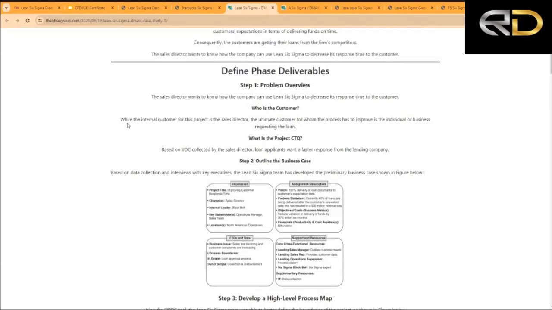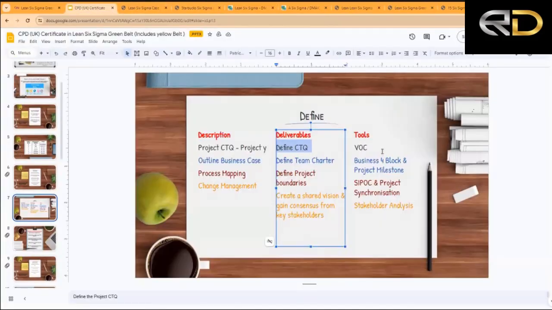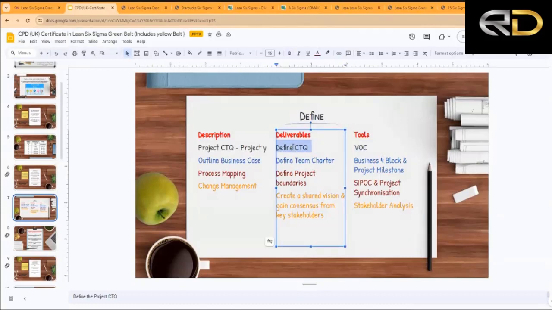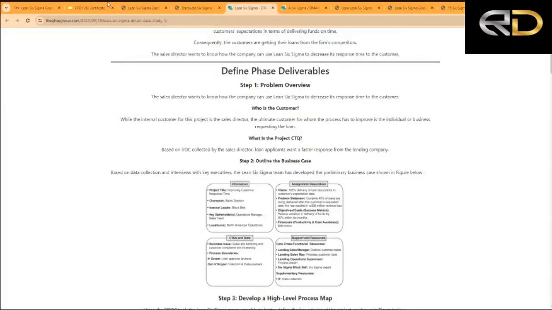Who is the customer here? While the internal customer of this project is the sales director, the ultimate customer for whom the process is to be improved is the individual or business requesting the loan. What is the project critical to quality? Based on the voice of customer collected by the sales director, loan applicants want a faster response from the bank. That is the VOC. We have defined the critical to quality. So this is what you have here: what is the project critical to quality?